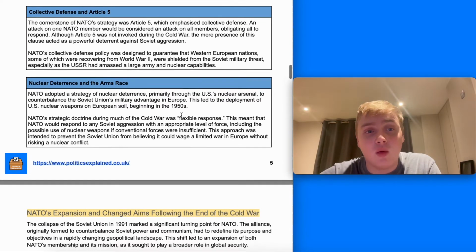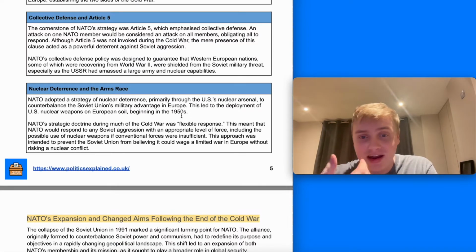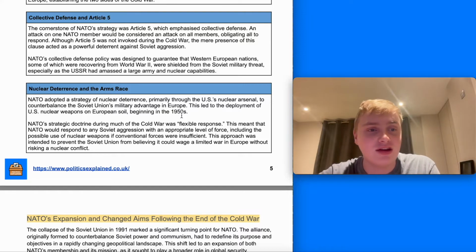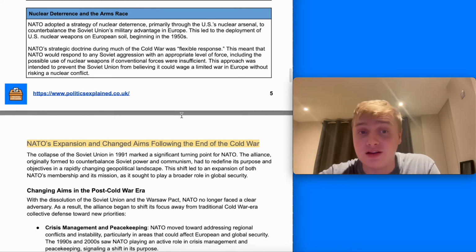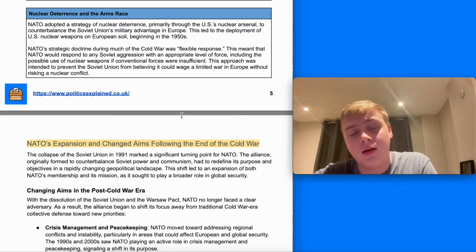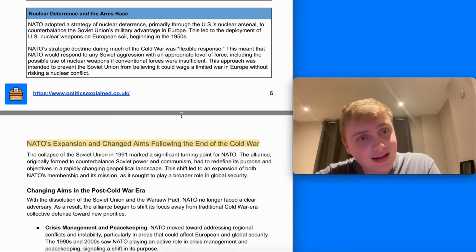So an attack on one NATO member would be considered an attack on all members, and that was, of course, really intended to be a deterrent against an attack on any one member and to guarantee the security of Western European nations. And it also adopted a strategy of nuclear deterrence, primarily through the US's nuclear arsenal, but also the nuclear arsenal of the United Kingdom, to counterbalance the Soviet Union's military advance in Europe.